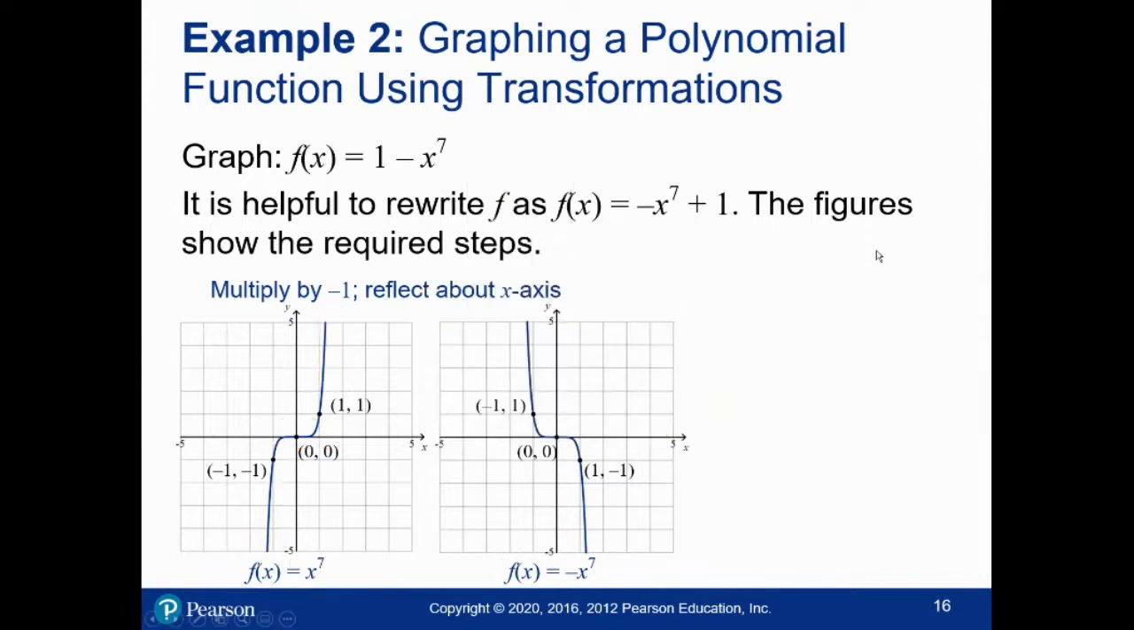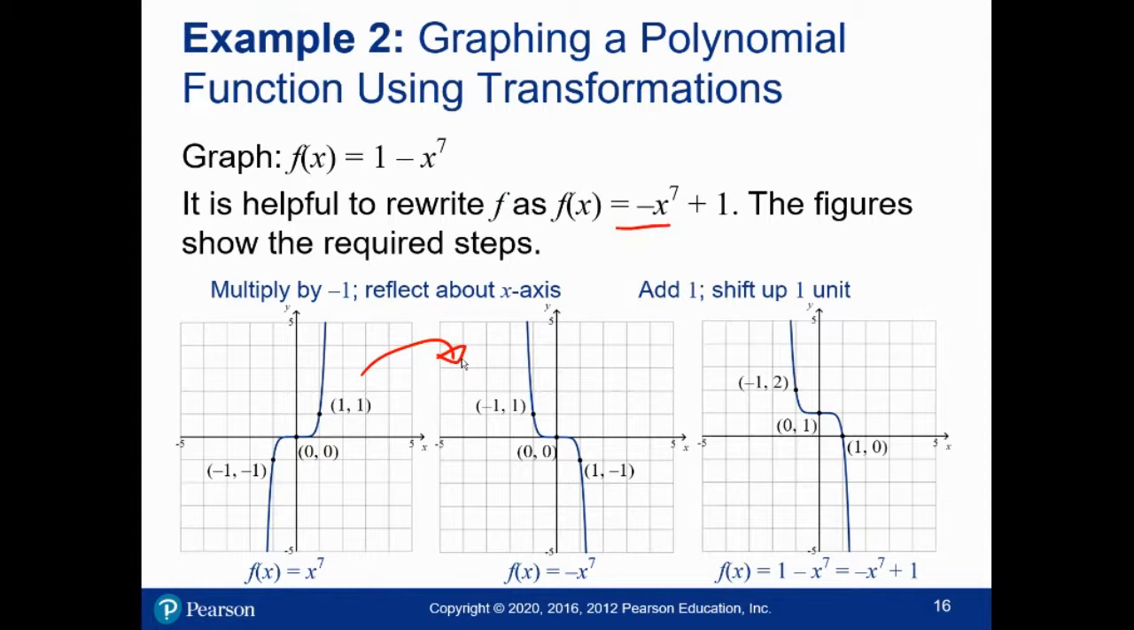But we don't just have x to the 7th, we have negative x to the 7th, and we know that is a reflection across the x-axis. So we change the graph to look like this. We reflect across the x-axis. Now I have the graph of negative x to the 7th, but I want negative x to the 7th plus 1, so the only transformation left to do is shift it up by 1.